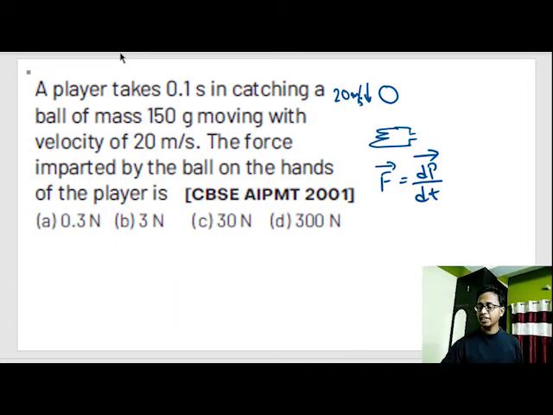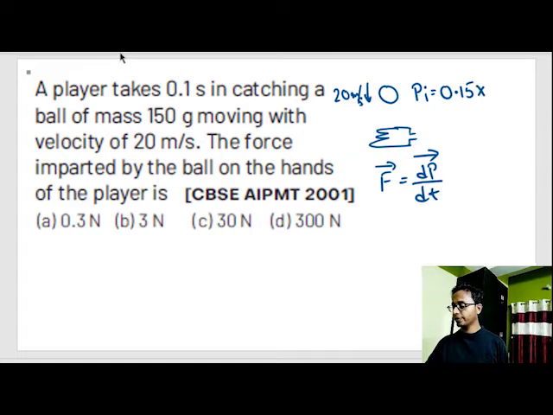Okay, so initial momentum is nothing but product of mass and velocity. So initial momentum is mass, which is given as 150 gram or 0.15 kg, into velocity, 20, which is equal to 3.